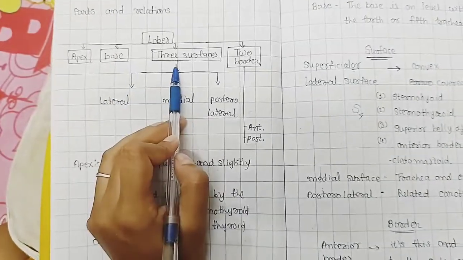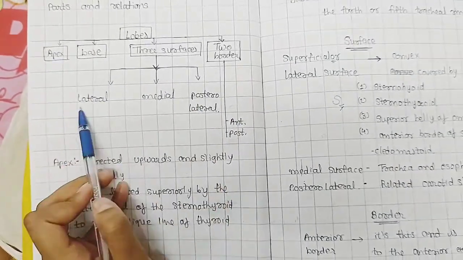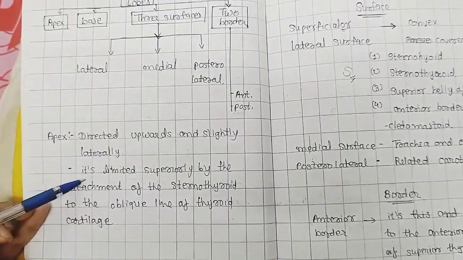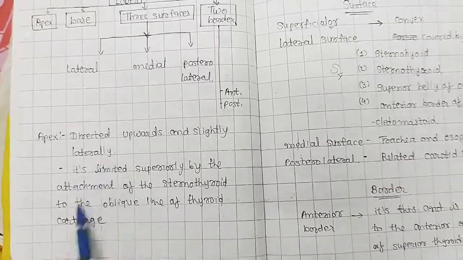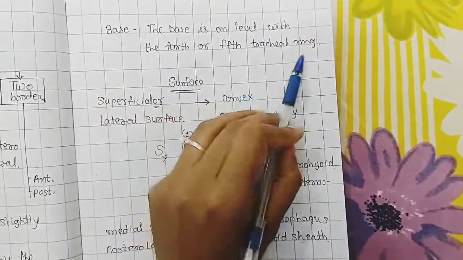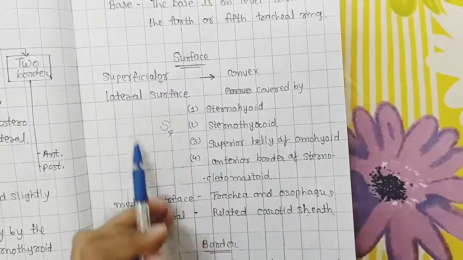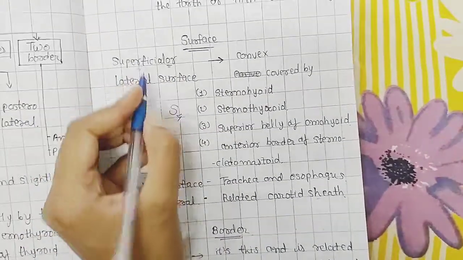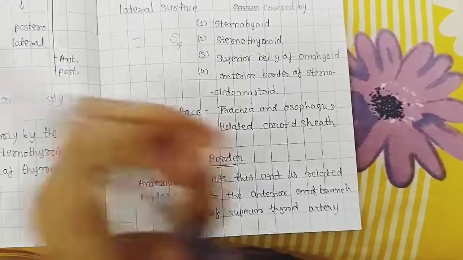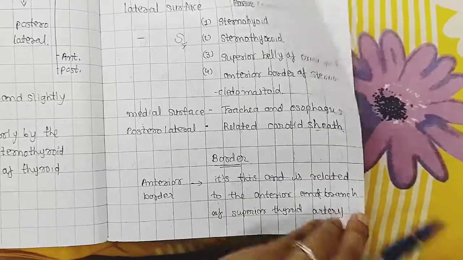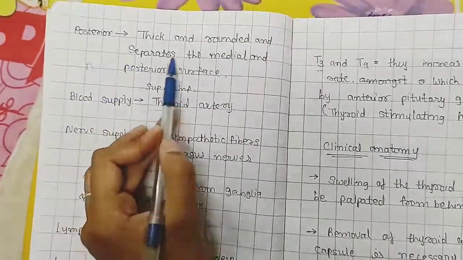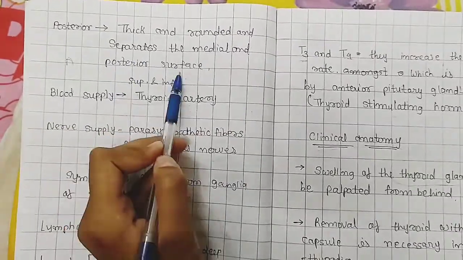Now we have seen the apex, base, 3 surfaces and 2 borders. The apex is directed upward and slightly laterally and is superiorly attached to the sternothyroid muscle, whereas the base is at the level of the 4th and 5th tracheal ring. Then the surfaces: superficial or lateral, medial and posterior. Then the borders, anterior and posterior. The posterior border is thick and rounded and it separates the medial and posterior surfaces.